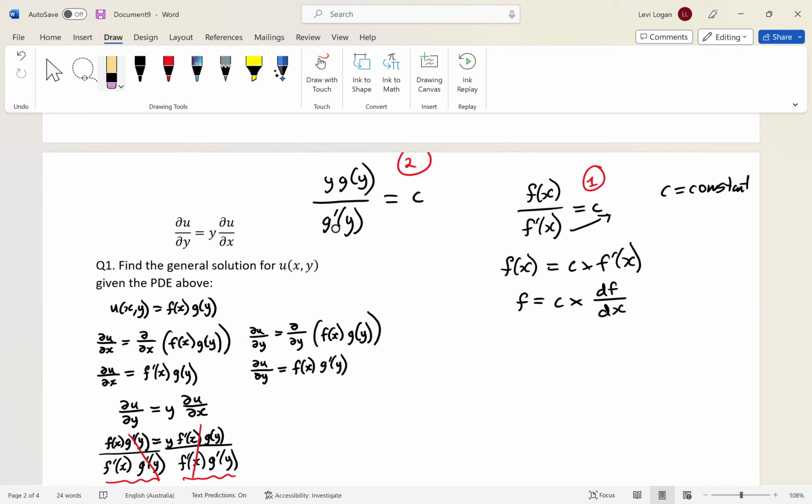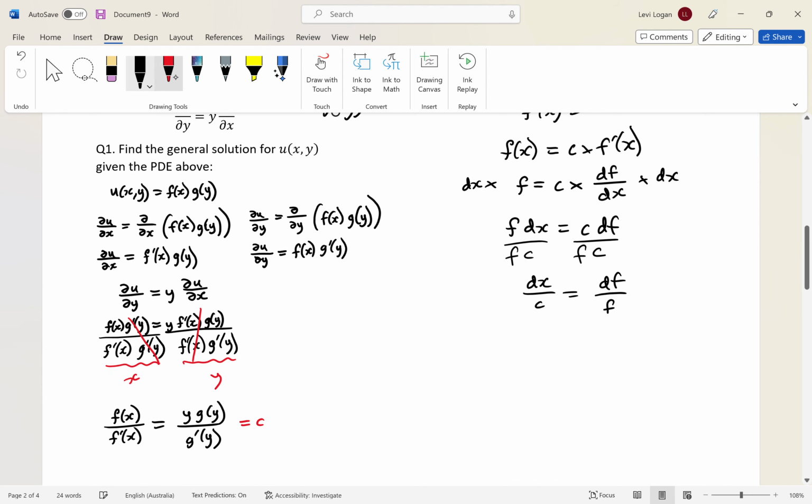First of all, I'm going to multiply both sides by d of x. So I'm left with f dx is equal to c df. And I'm just going to divide both sides by c and f. Okay? So I'm left with dx over c is equal to df over f. Now, since our c is a constant, 1 over c is just going to be equal to another constant.